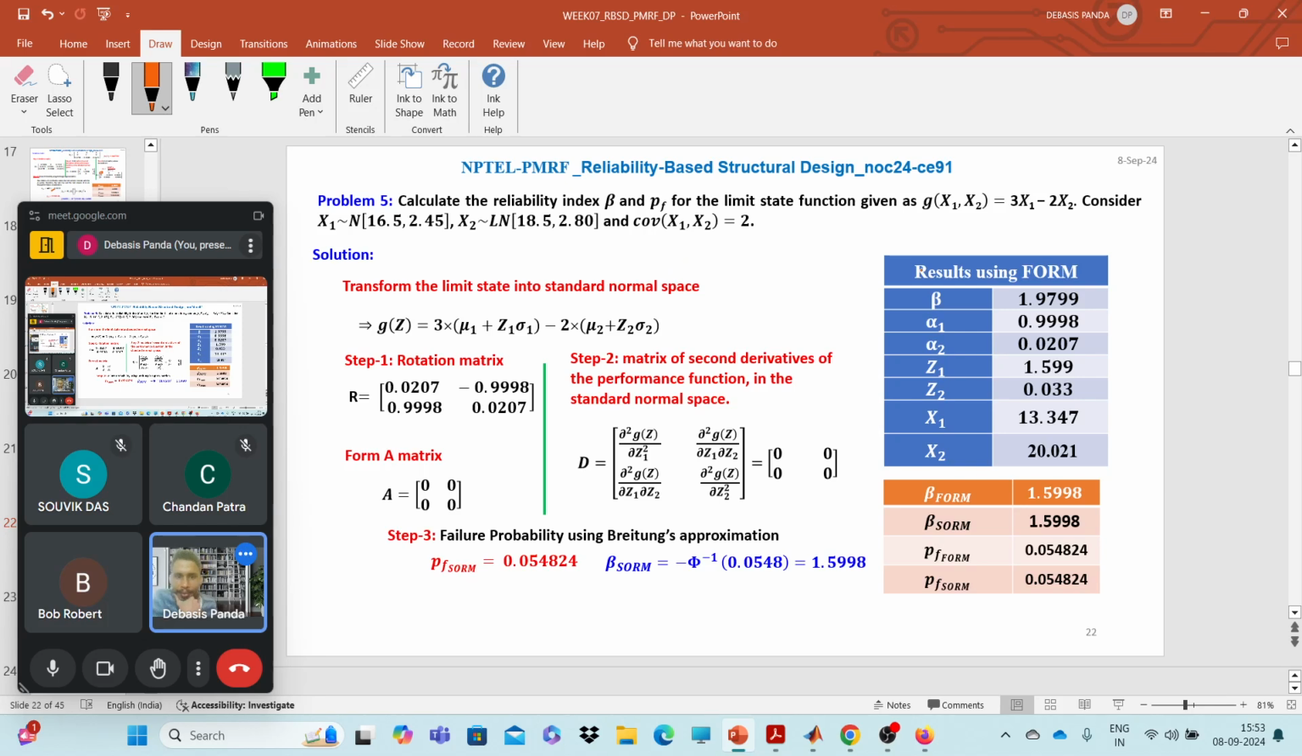Here it's simply a linear function. Look at this limit state function. Calculate the reliability beta and PF for the limit state function g(x1, x2) = 3x1 minus 2x2. Simple linear limit state.